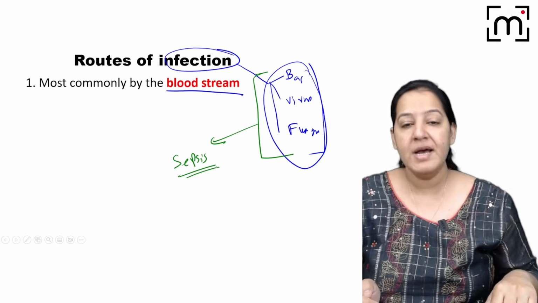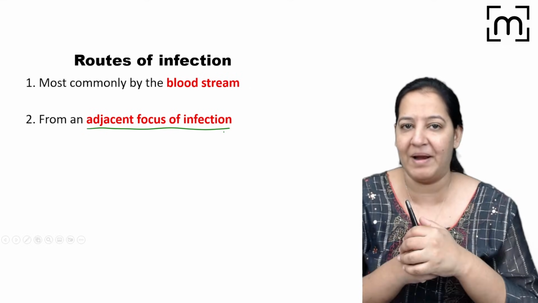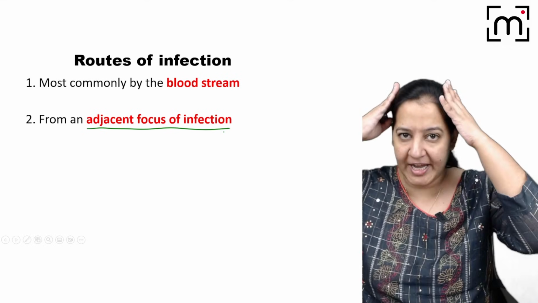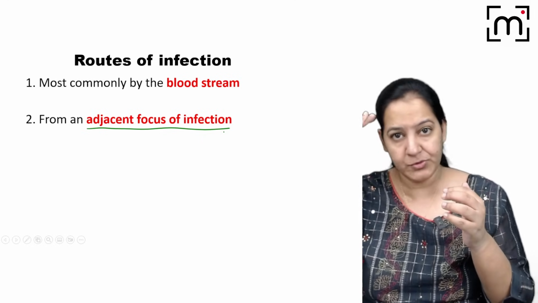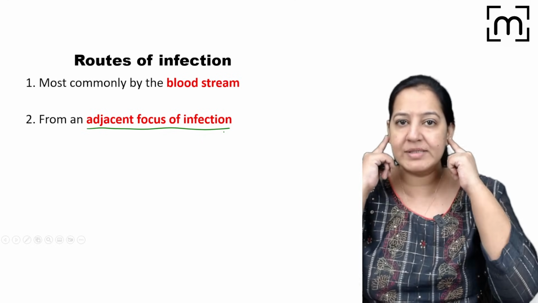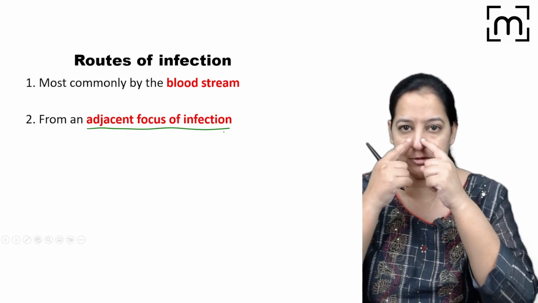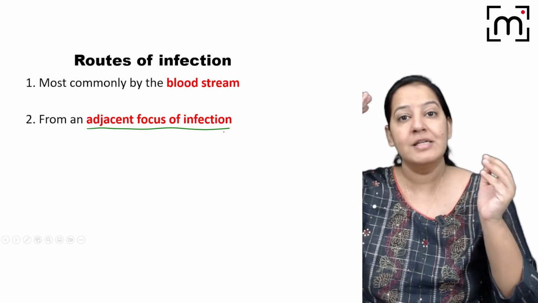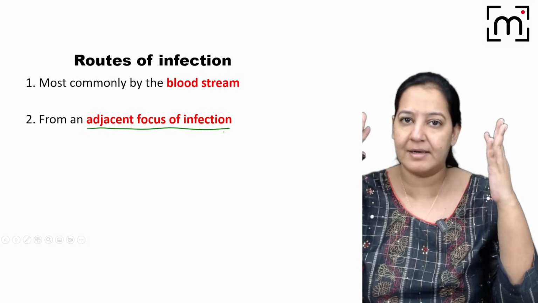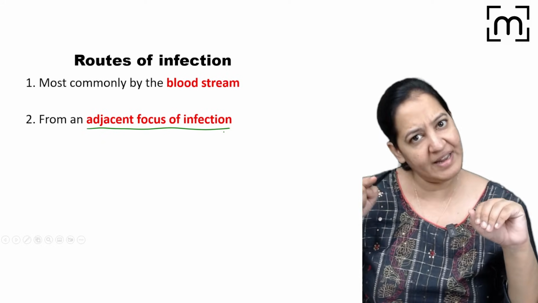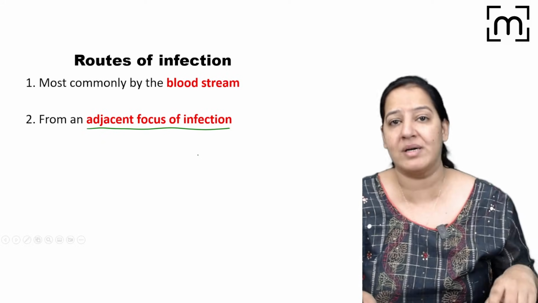That is the most common route. The second route is directly from an adjacent focus, without involving blood. Just suppose this is the brain, and near the brain various structures are present. We have the skull, which is very close to the brain, and we have eyes, nose, ears, very close to the brain. So if any microorganism or infection is present in any of these organs, the microorganism can directly invade the brain from the eyes, nose, ears, skull without going to the blood. It can directly go to the meninges of the brain and cause infection, right? So that is adjacent focus infection.